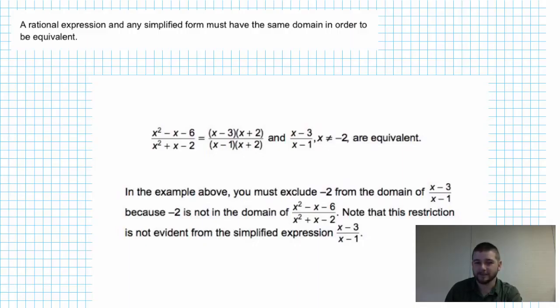different domains. Again, the expression on the right-hand side includes the value x equals negative 2, whereas the more complex version on the left has a different domain. It does not include that value x equals negative 2.